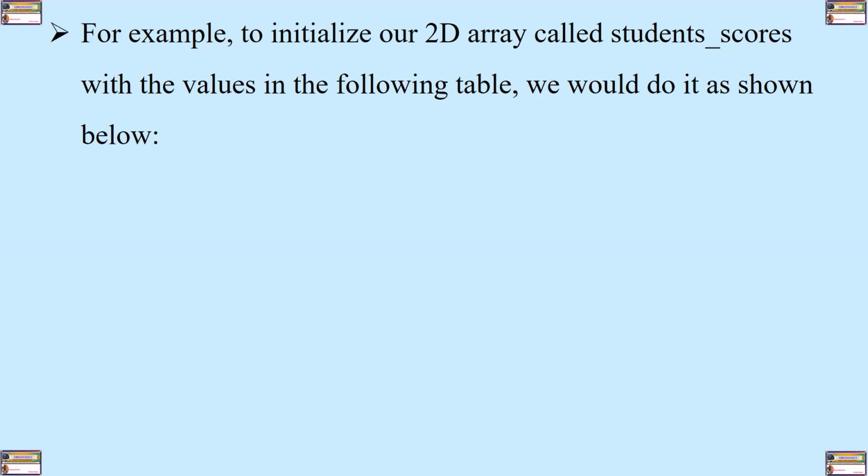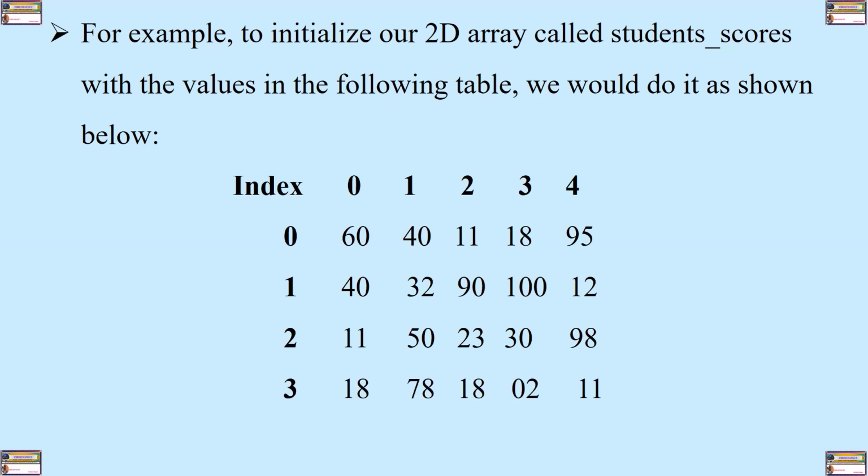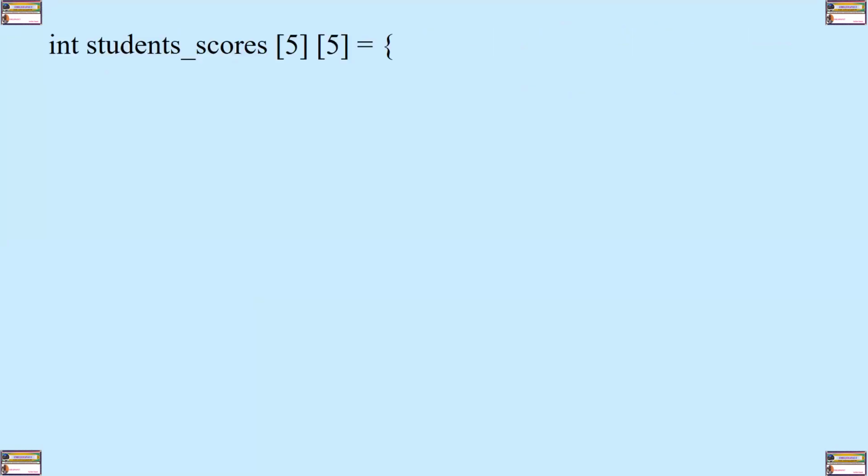For example, to initialize our two-dimensional array called studentScores with the values in the following table, we do it as follows. So these are our elements and their index. How would we initialize our array with all these elements? These are 5 rows and 5 columns. With our index and the number of elements per row and per column being clear, this is of course one declaration. The array is called studentScores. The values to be stored in it are of type integer, and it has 2 dimensions, 5 elements for the first dimension and 5 elements for the second dimension.